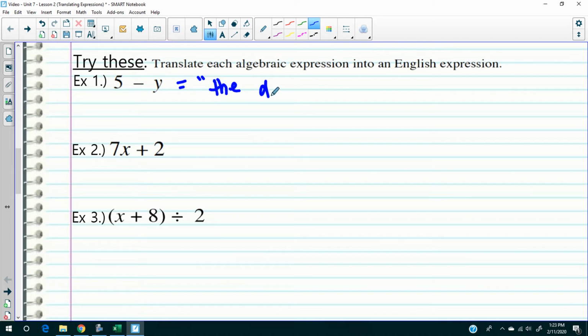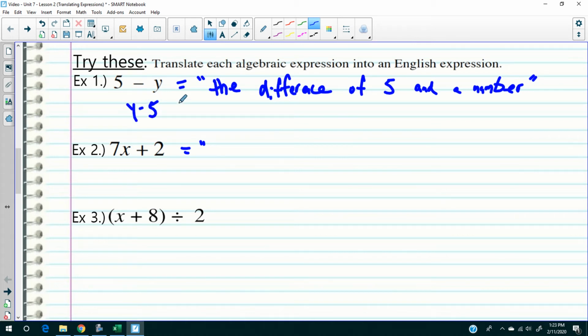Right, the difference of 5 and a number. That's how you would write that. Not a number and 5, because if you write down the difference of a number and 5, you know that's wrong. 5 minus y is not the same thing as y minus 5.